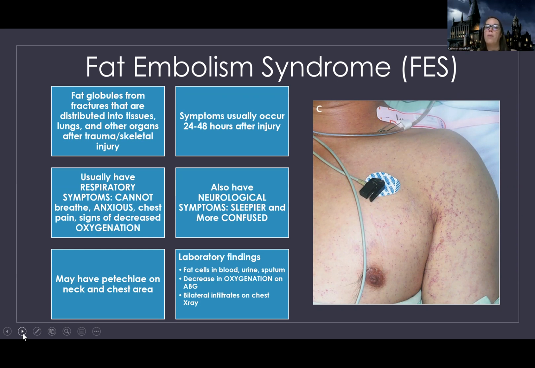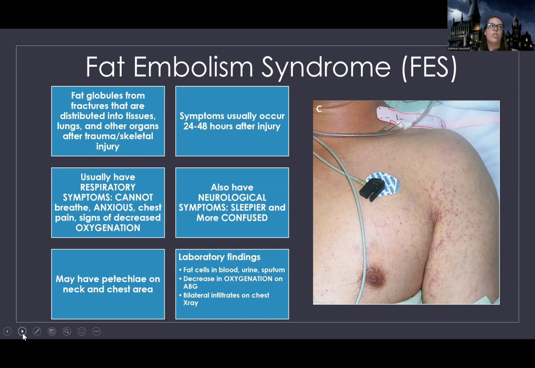Fat globules are very different from blood clots in the fact that they're tiny, and there's a bunch of them. So when I'm talking about fat embolism syndrome, it's not just one. When we have a blood clot, or a PE, it's usually one big one. But with the fat globules, they're little tiny ones, and they're floating everywhere. They're going into those little tiny tissues and causing blockages. Fat embolism syndrome, when it happens, is usually within the first 24 to 48 hours after injury.